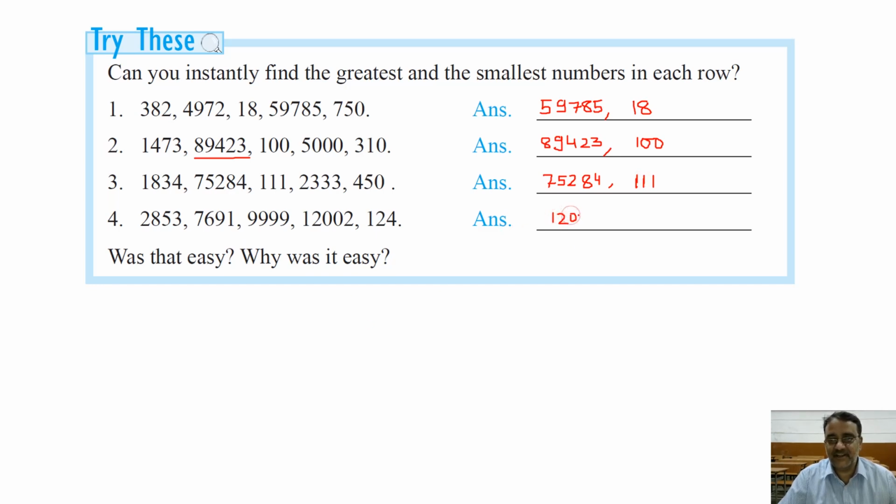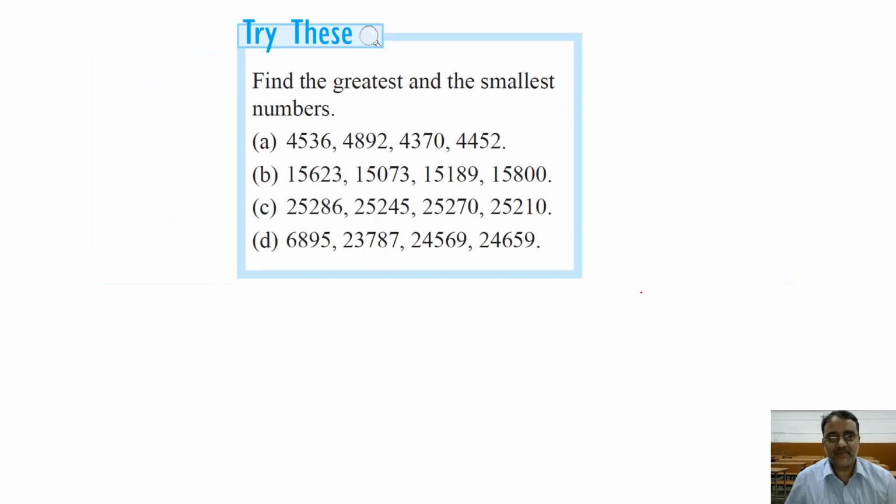12,002. Very good. And which is the smallest one? 124. Right, 124, correct. Now why is it easy? Because the number of digits are different in all the numbers. Right. Now find the greatest and smallest number.